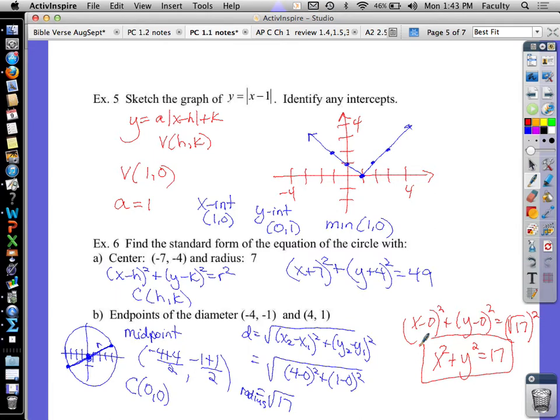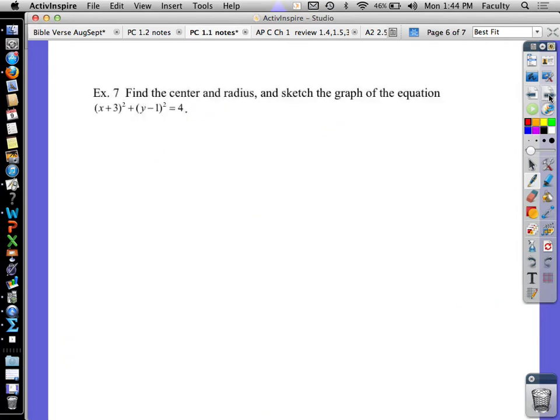Okay. All right, let's try example 7. It says find the center and radius. So Abby, on number 7, what would be my center? Yeah, -3, 1. And then Haley, what would be the radius? 4. Nope. 2. Yeah, it's just the square root. Now watch how easily you can graph this.